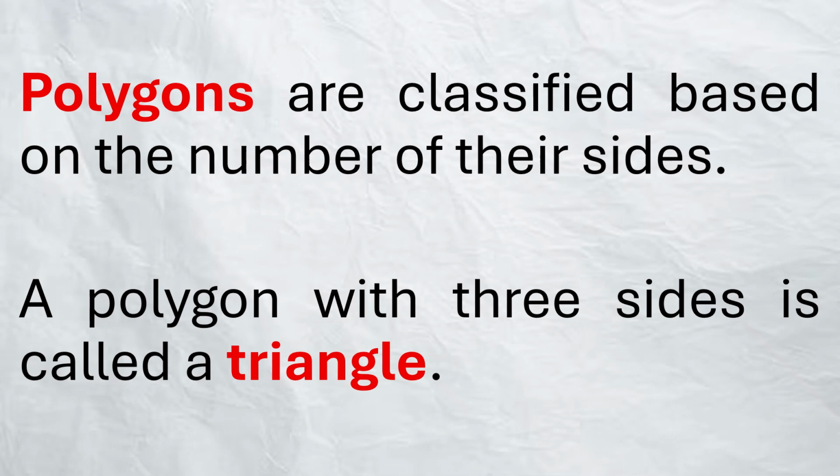For today's lesson, we'll be discussing classifying triangles. Polygons are classified based on the number of their sides, and a polygon with 3 sides is called a triangle. The word triangle comes from the Latin word triangulus, which means three-cornered. Ancient civilizations like the Egyptians used triangles in their iconic pyramids, showcasing the stability and strength of this shape.